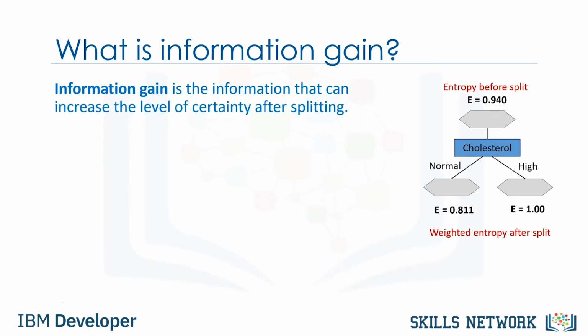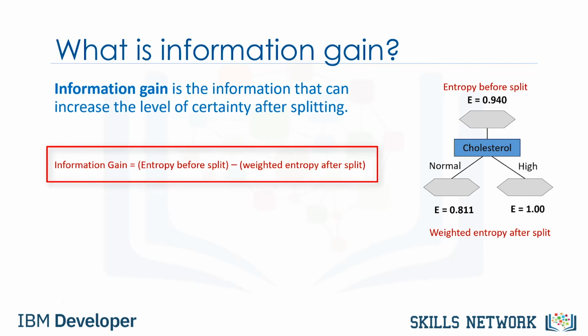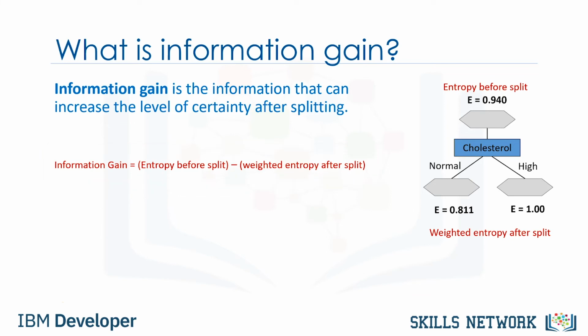So, what is information gain? Information gain is the information that can increase the level of certainty after splitting. It is the entropy of a tree before the split minus the weighted entropy after the split by an attribute. We can think of information gain and entropy as opposites. As entropy, or the amount of randomness, decreases, the information gain, or amount of certainty, increases, and vice versa. So, constructing a decision tree is all about finding attributes that return the highest information gain.